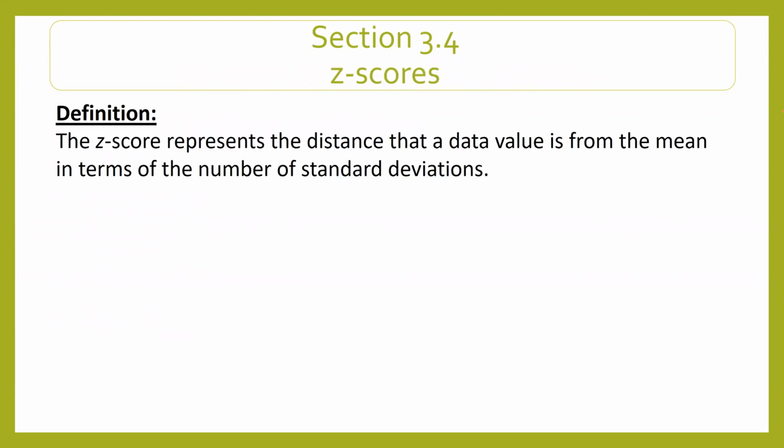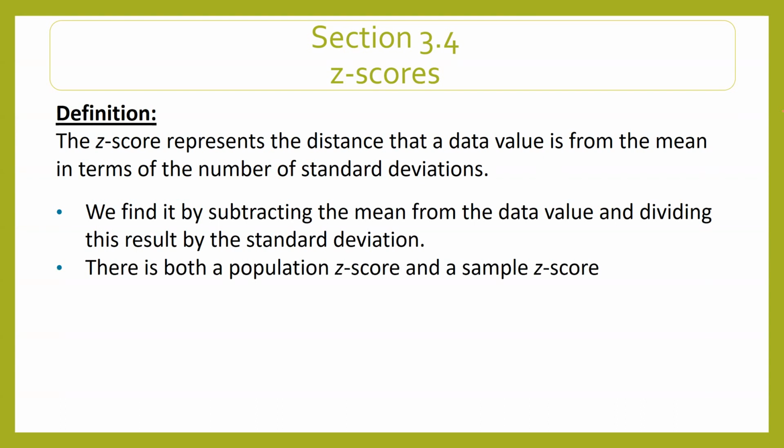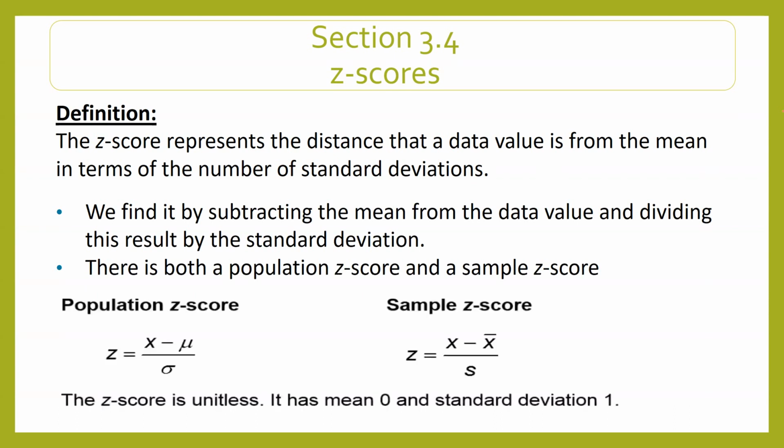The Z-score represents the distance that a data value is from the mean in terms of the number of standard deviations. So how far away are you from the mean? It is computed by subtracting the mean from the data value and then dividing by the standard deviation. You can have it for a population if you're using population data, and for a sample if you're using sample data. The formula is the same, x minus mu over standard deviation. If it's population, the notation is different.